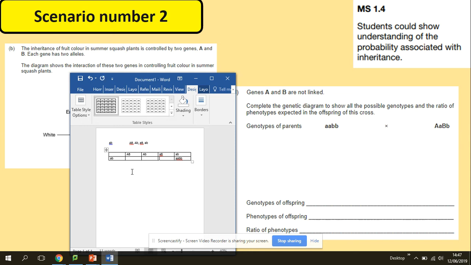So this is the fertilization that we are talking about. Those are the possibilities of the offspring. Right, and here A, B, B. Sorted. So those are the genotypes. Okay, genotypes. But what is the next question? They're asking you about the phenotypes.